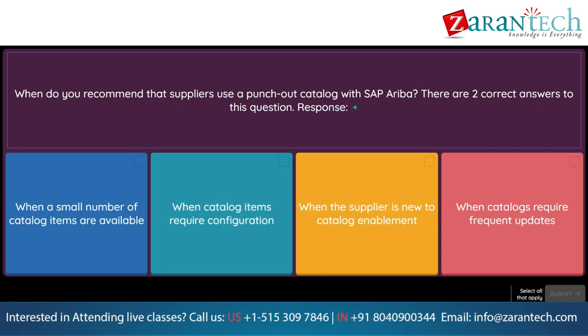Question: When do you recommend that suppliers use a punch-out catalog with SAP Ariba? There are two correct answers to this question. Response: Option 1. When a small number of catalog items are available. Option 2. When catalog items require configuration. Option 3. When the supplier is new to catalog enablement. Option 4. When catalogs require frequent updates.